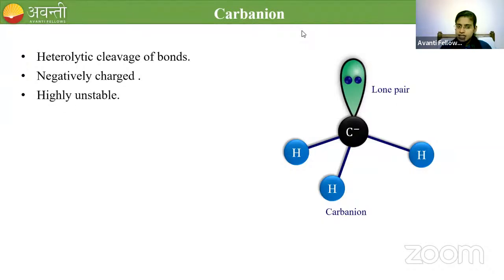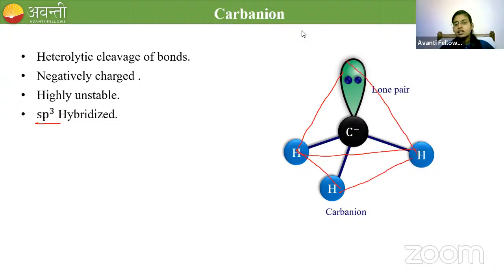It is also highly unstable because it is an intermediate. And the hybridization, if you see, is sp3. Carbon free radical and carbocation have sp2 hybridization, and carbanion's hybridization is sp3. And that's why the structure looks tetrahedral. sp3 means the geometry will be tetrahedral, right? And it is an electron-rich compound.